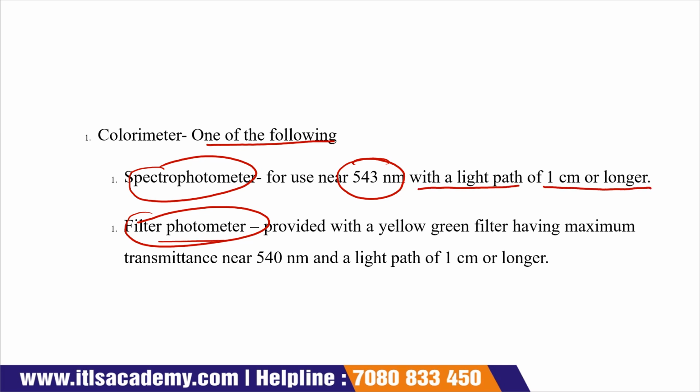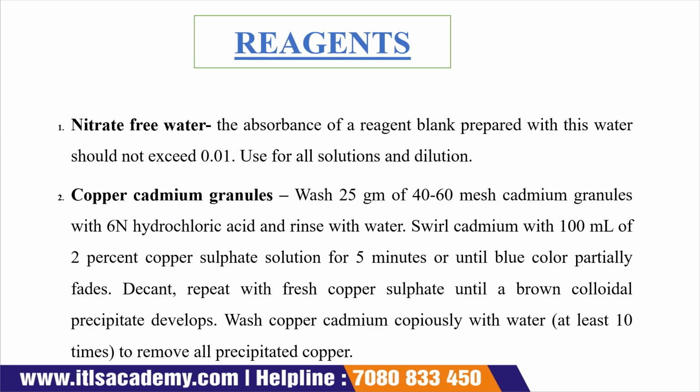If we use this filter photometer, then it is provided with a yellow-green filter which has a maximum transmittance near 540 nanometer and a light path of 1 centimeter or longer. Now the next is your reagents used in this experiment. The first reagent that we require is nitrate-free water. For this, a reagent blank should be prepared, and this should be prepared with water whose nitrate should not exceed 0.01. Use it for all solutions and dilutions.